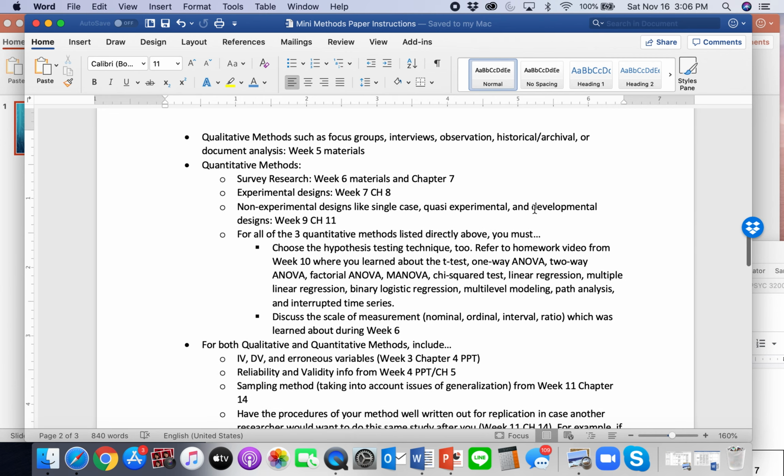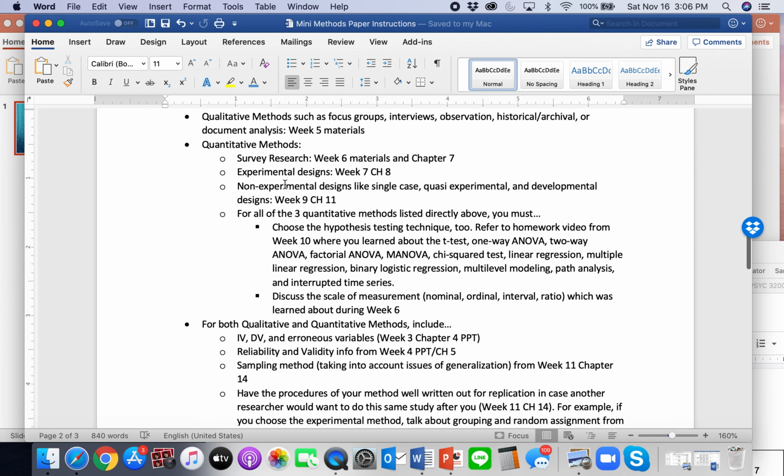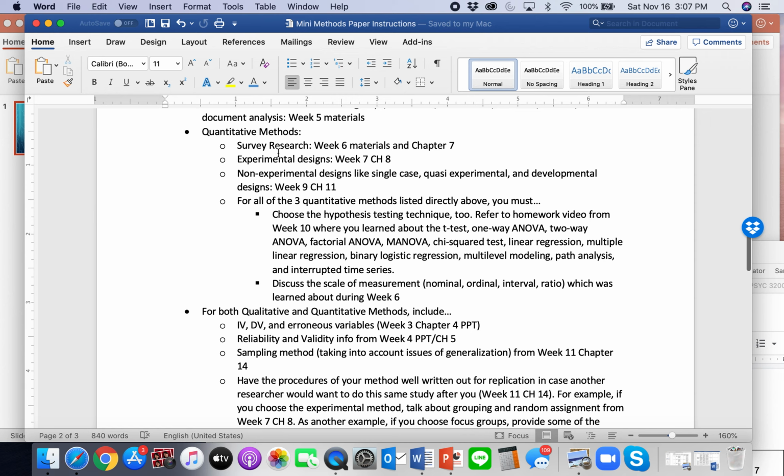For quantitative methods, such as if you're going to use survey research, check out the week 6 materials in Chapter 7. Experimental designs, week 7, Chapter 8. Non-experimental designs, week 9, Chapter 11. These are all quantitative methods, and for all 3 of those, if you choose to do one of these, you also must choose the hypothesis testing technique, so you need to include that in your paper. If you need a reminder about that, you can check out that homework video from week 10.